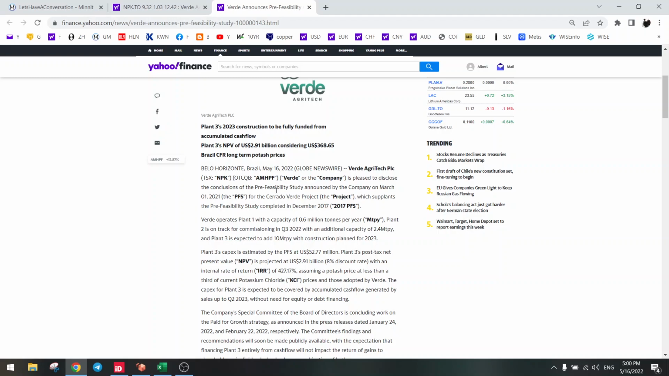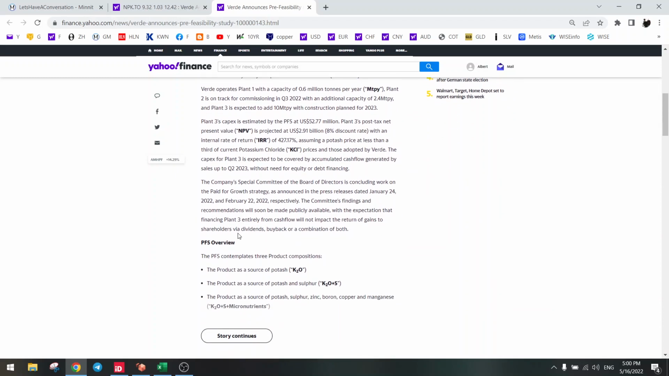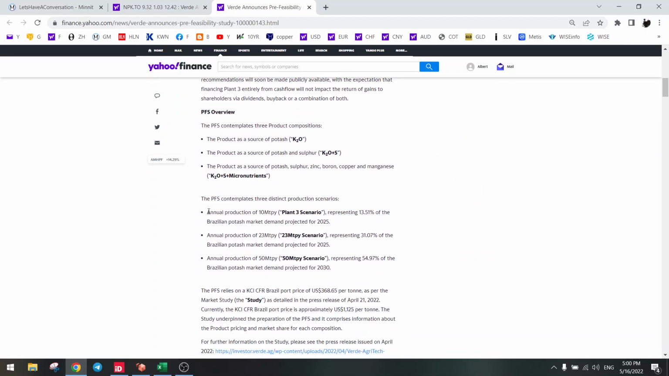There are a lot of numbers, so I will try to get to the point. So basically there are three scenarios now. Three scenarios. First scenario, that's 10 million tons per year, and that is the scenario that will go in production in 2024 with only plant 3. Second scenario is 23 million tons per year. I think this will be around 2026 that they will go in production with this scenario. And then there is the last scenario for 50 million tons per year, and that's around 2030 and beyond.